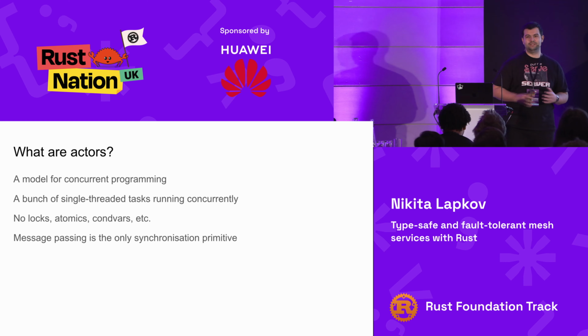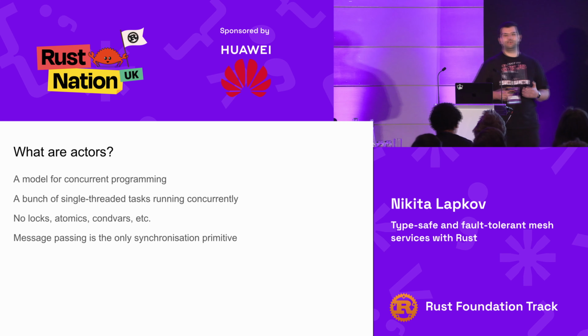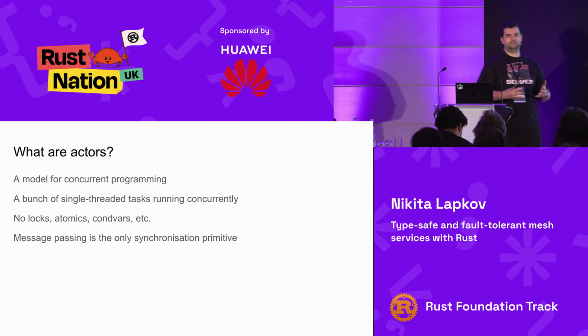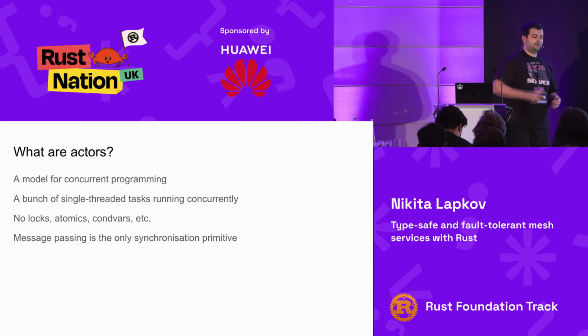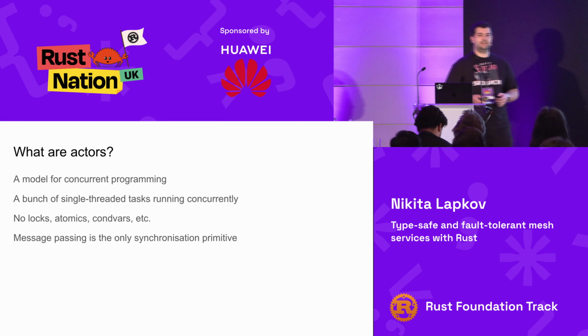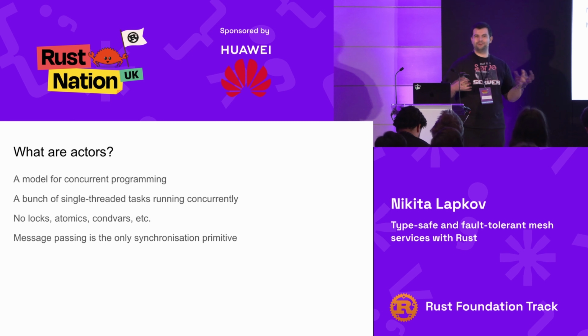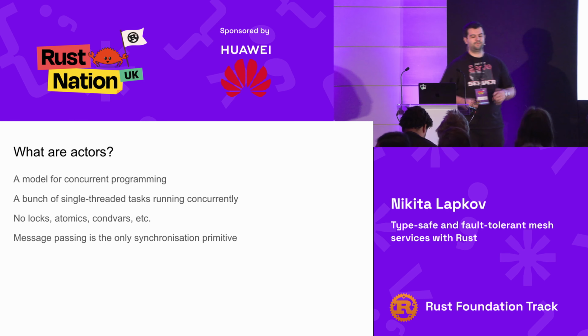One of the features which usually stands out in actors is the fact that there are no locks, no atomics or conditional variables involved, because there is no shared state. Your actors cannot access the same memory location ever. Instead, actors use message passing as the main synchronization primitive, so the only way to actually talk to an actor is by sending a message.